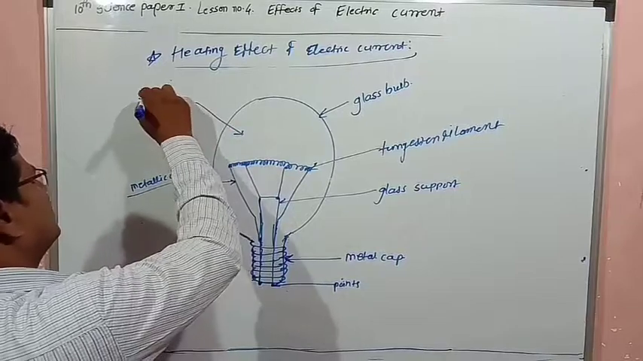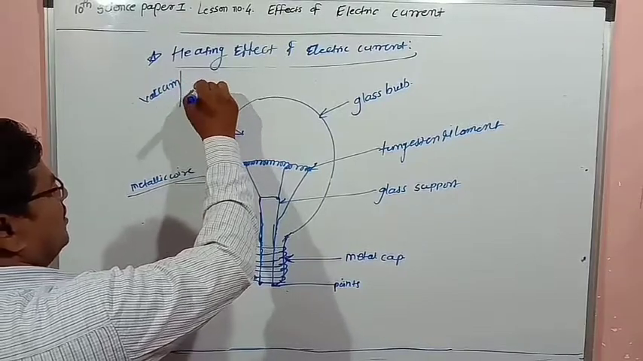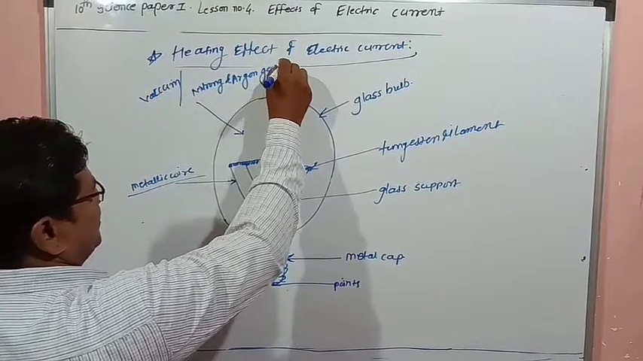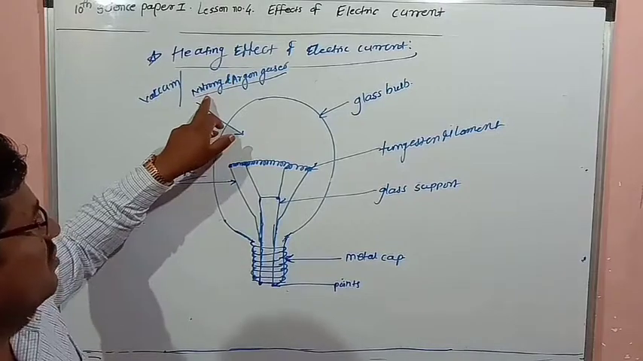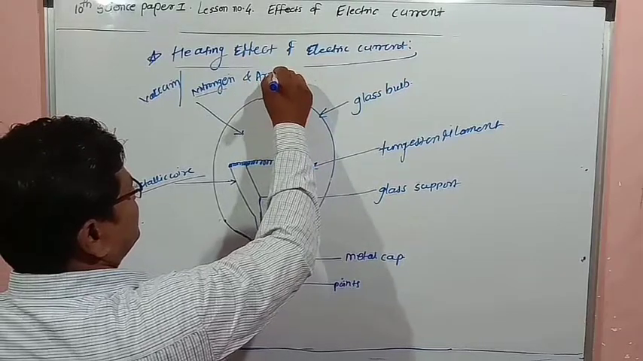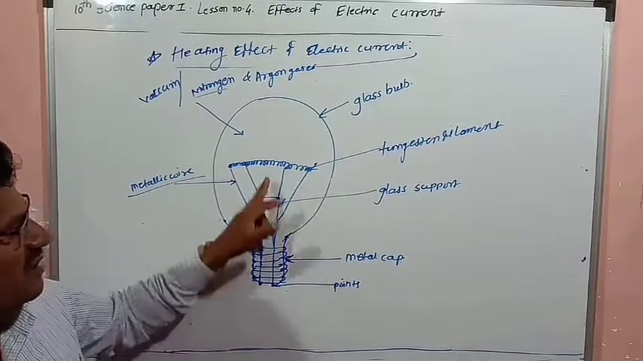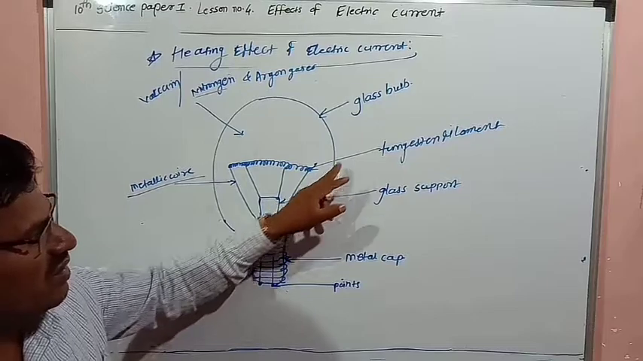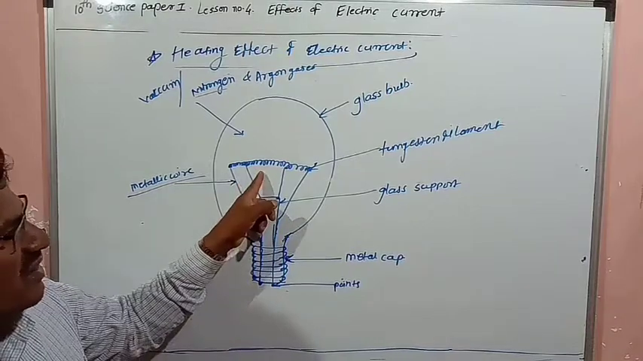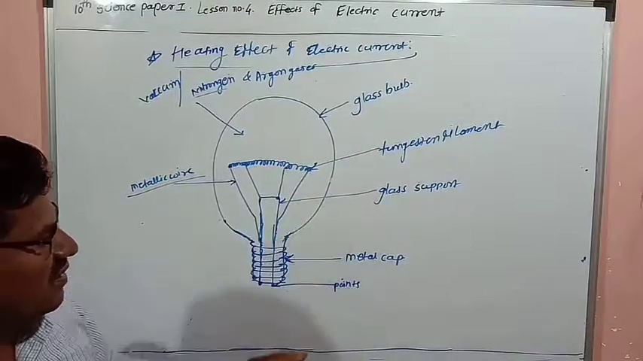And in this, two things are there: either a vacuum is there, or nitrogen and argon gases are there. So the electric bulb is like this, and in this one a small coiling is there, the tungsten filament is there. And if electric current passes, this coil gets heated and it emits heat and light. The glass bulb is there, and the glass support is there.